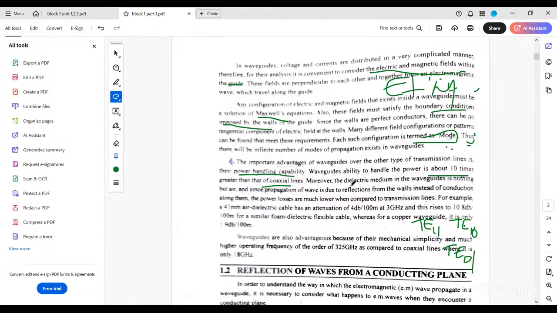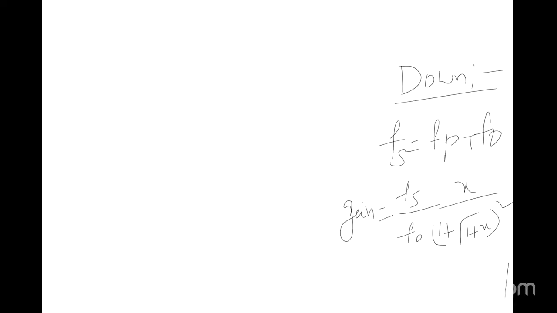What is the meaning of dielectric medium? Dielectric medium means air. Here, the dielectric medium is air. So, when the wave is propagating, suppose the wave is propagating, what happens? Suppose like this, the wave is going inside. What happens if it goes straight? It will not continue until the end. Actually, it has to be zigzag waves. Which type of waves do we have to use? We have to use zigzag waves.